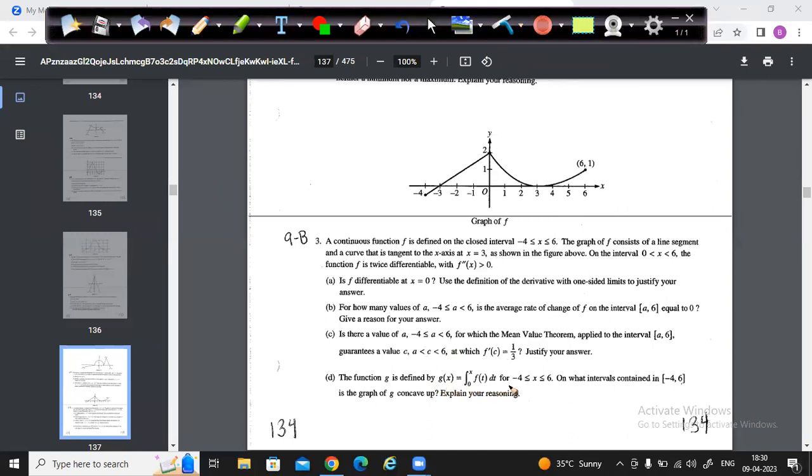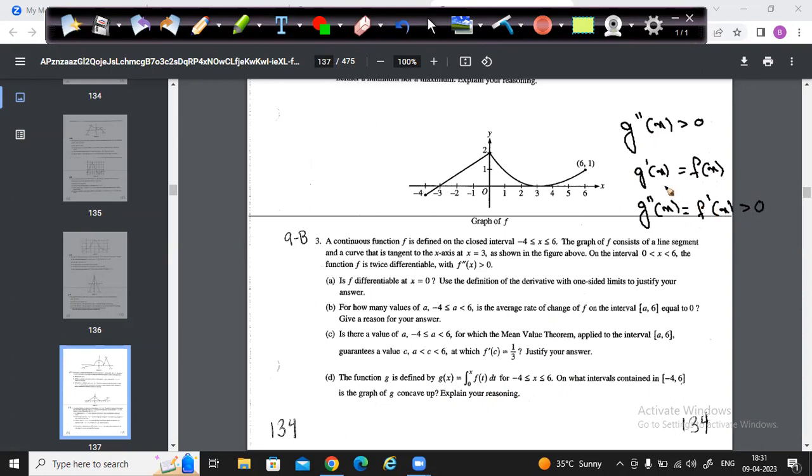The function g is defined by this. On what interval contained in the domain is the graph of g concave up? So we know the function is concave up when g double dash of x is greater than 0, right? We know g dash of x is f of x, by the fundamental theorem of calculus. We know g double dash of x is f dash of x.